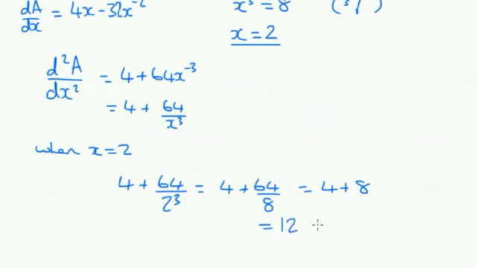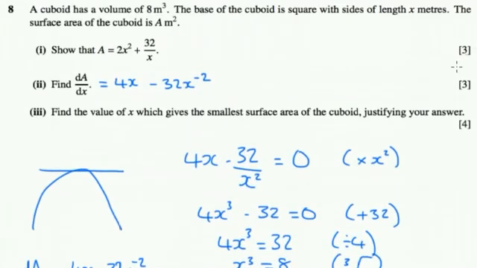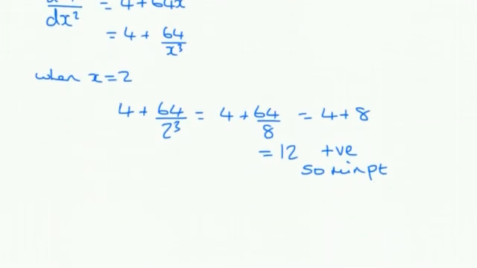So that's a positive value, and when we have a positive, that means we've got a minimum point. So we know that when x equals 2, we've got a minimum point. The question wants us to find the value of x which gives the smallest surface area, which we've done, and we've justified our answer. So x equals 2 is a minimum point, and that's because the second derivative, d2A by dx squared, is positive.